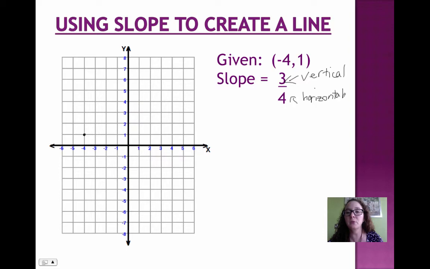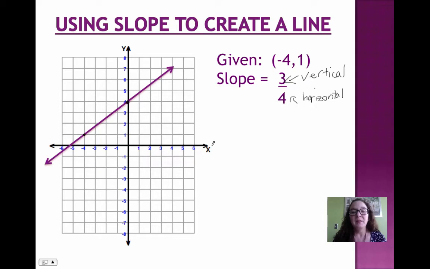So we need at least 2 points to have a line, and we can use this point that we're given and our slope to find another point so we can draw in our line. So we need to go vertically 3, 1, 2, 3, and horizontally +4, 1, 2, 3, 4. So here is another point for us at 0, 4. And then we take our straight edge and we draw a line. I cheated a little bit on mine.